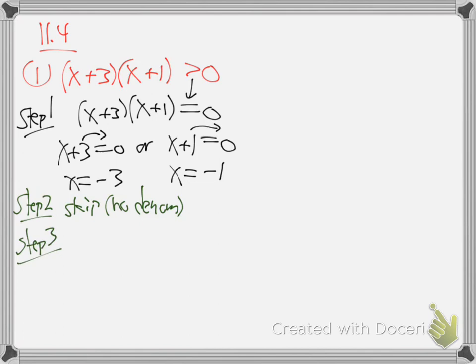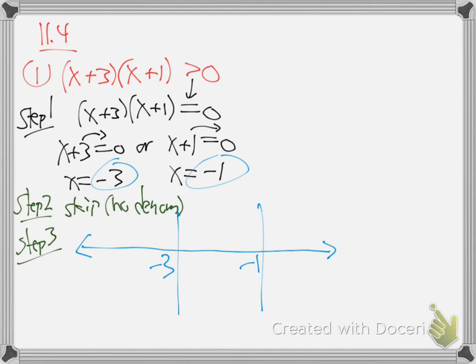Step 3. Now, what does step 3 say? This is the most important step by far. It says take a number line and take those 2 or however many answers you got, and put them on the number line. -3, -1. So I put them on the number line. That breaks the number line up into 3 different sections, doesn't it? Left, middle, right.